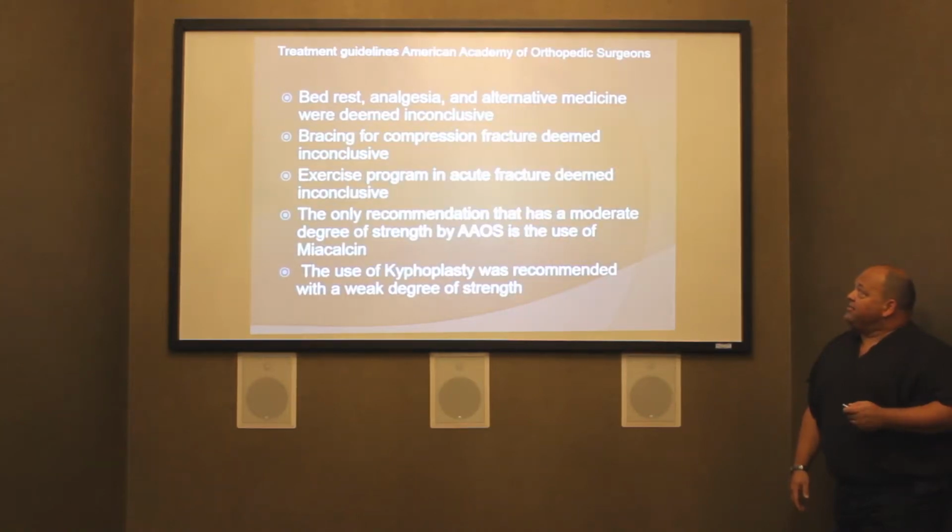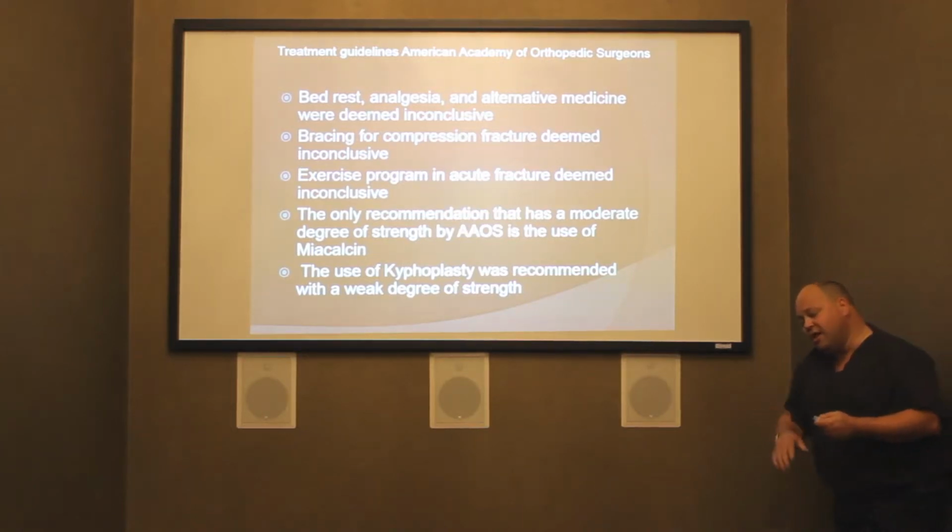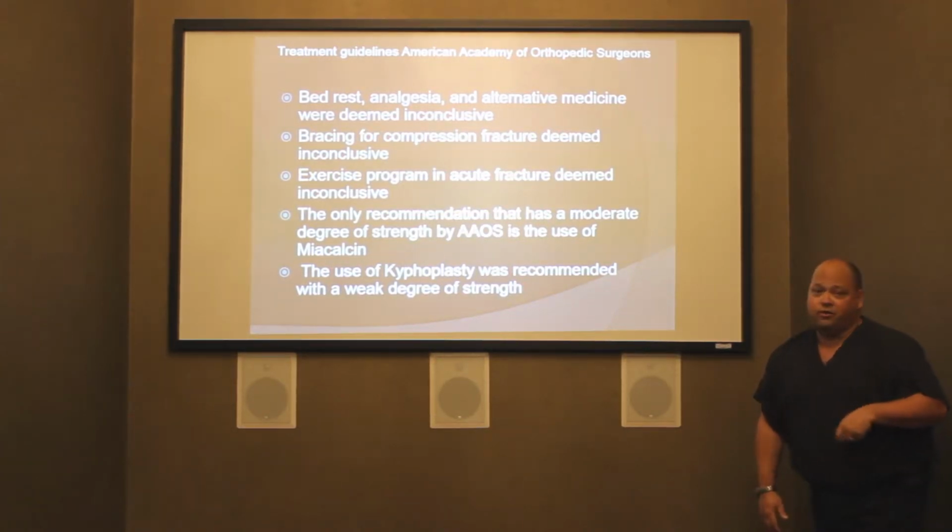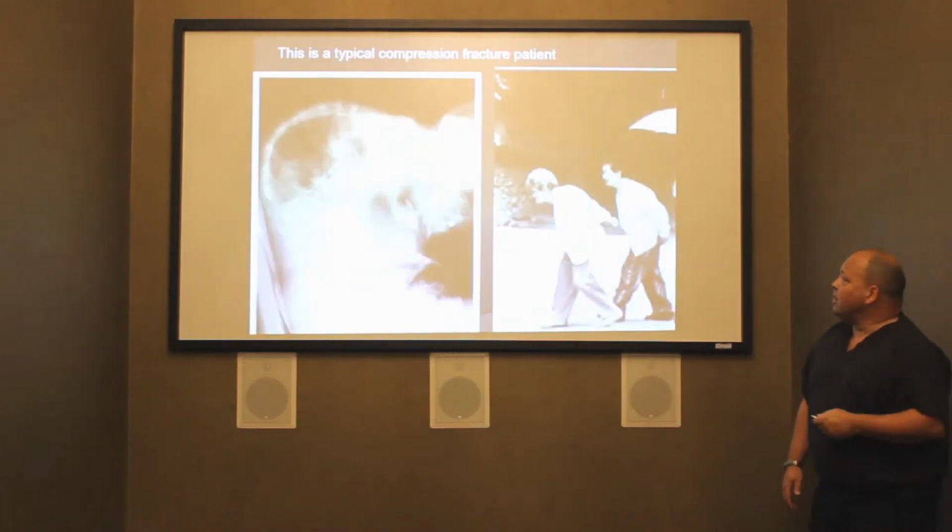When we look at the treatment guidelines by the American Academy of Orthopedic Surgeons, they go through all of these and they talk about it being inconclusive, maybe helps, and kyphoplasty, they said a weak degree of strength. One of the things about this was their N value, the number of patients they had enrolled, was lower than their acceptance rate, so that's why they did not give it a higher degree of approval.